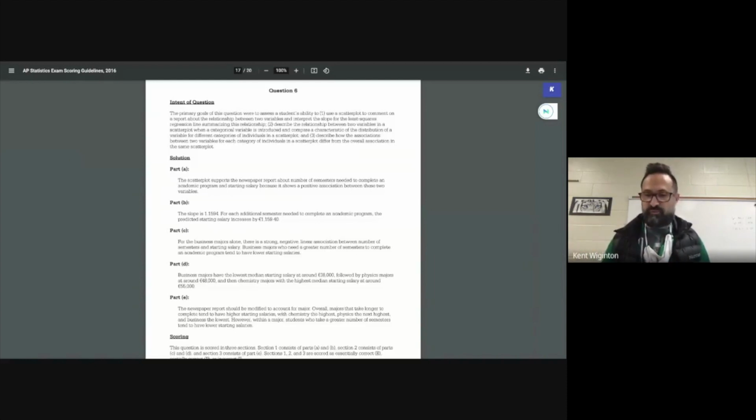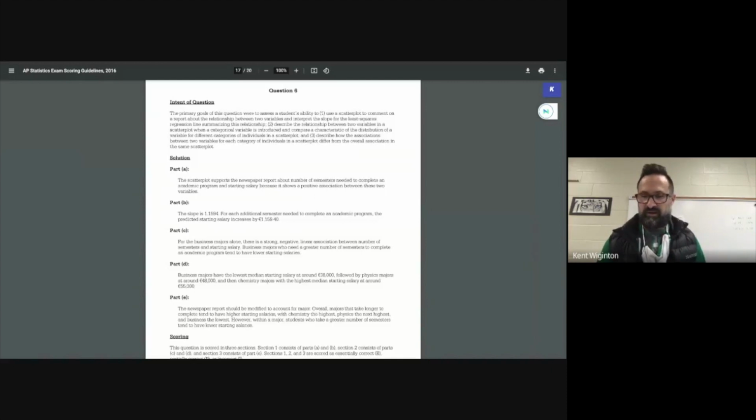It talks about a newspaper in Germany that reported that the more semesters you take, the higher your average is in your starting job, in terms of thousands of euros. That's important because it says 50 there. It's not $50,000, it's 50,000 euros.